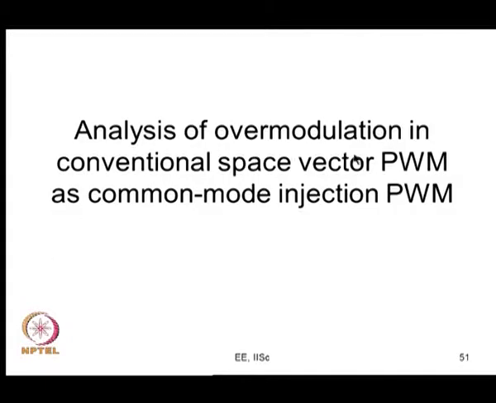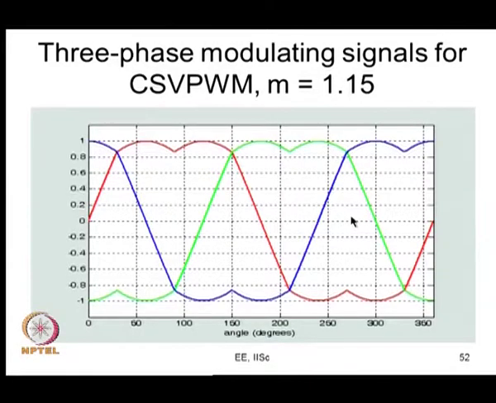So, let us look at it. The analysis of the overmodulation in the CSV PWM is pretty similar to that of sine triangle PWM. We are looking at it as a common mode injection PWM. When you are looking at m equal to 1.15 or 2 by root 3, you see that the MR star is just touching 1, which is the peak carrier, it is not going above that, it is not going below. So, you are in linear modulation, so there is no problem.